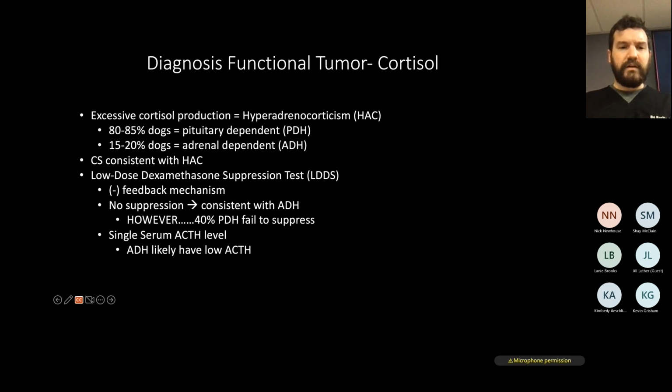So we can use a low-dose DEX suppression test or an ACTH stim test. But I learned in school that if you had no suppression, that was consistent with an adrenal tumor, but it turns out 40% of pituitary dependent hyperadrenocorticism cases also fail to suppress. You can draw an ACTH level, and an adrenal dependent process is likely going to have low endogenous ACTH, which makes sense.